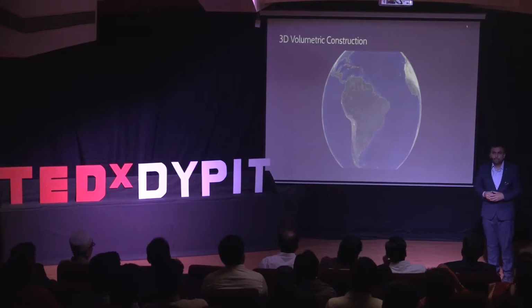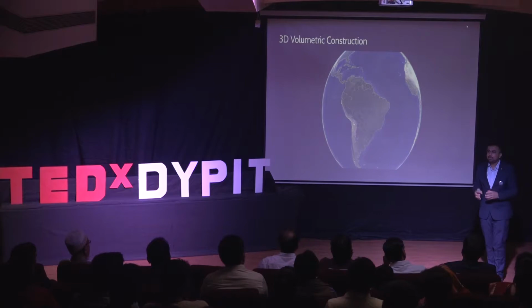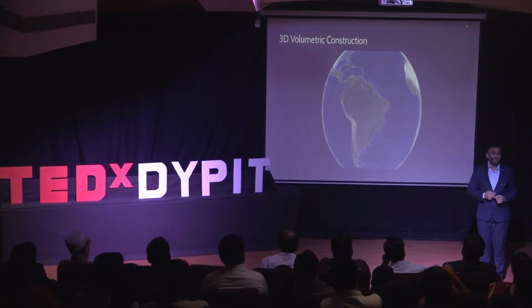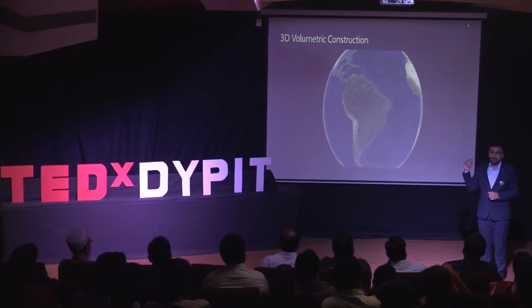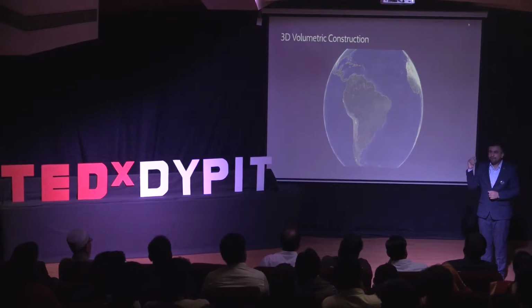I'm going to showcase the next phenomenon that we are using in this 21st century. This is called 3D volumetric precast construction. In 3D volumetric precast construction, all the rooms are fabricated in the factory and these are assembled on the site like a jigsaw puzzle. Please have a look.